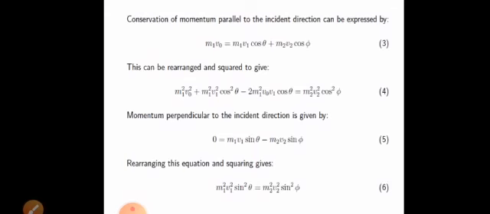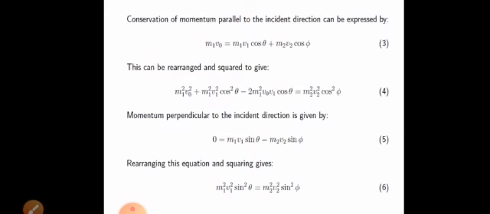Now applying conservation of momentum. Total momentum before collision is equal to total momentum after collision. So the equation becomes m1 v0 equals m1 v1 cos theta plus m2 v2 cos phi. Why is it written like that? Equation number 3 is written in this manner because you have to resolve the momentum vector into two directions, because it is not moving in a purely horizontal or vertical direction. It makes an angle with the incident direction, so you have to resolve it along the parallel and perpendicular directions.